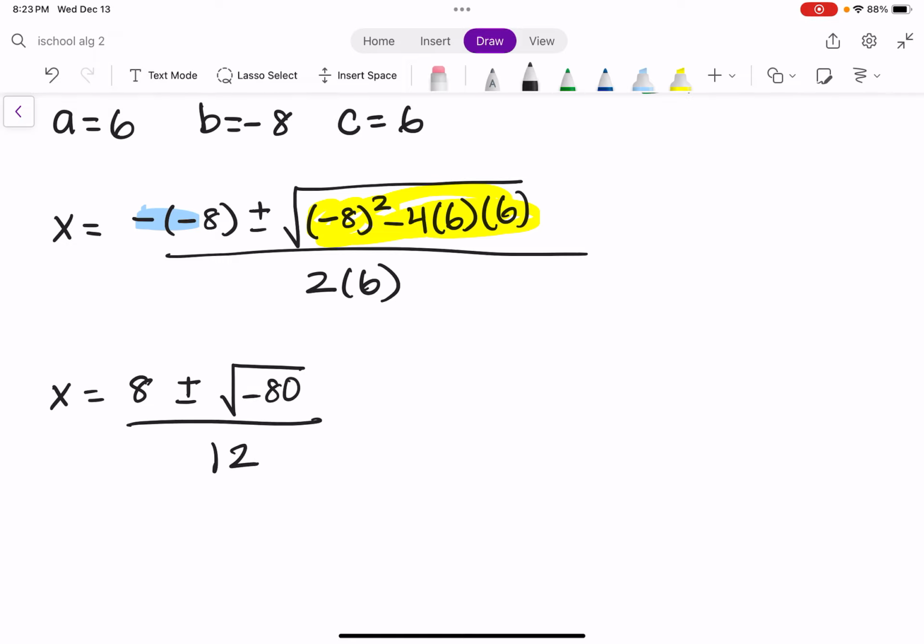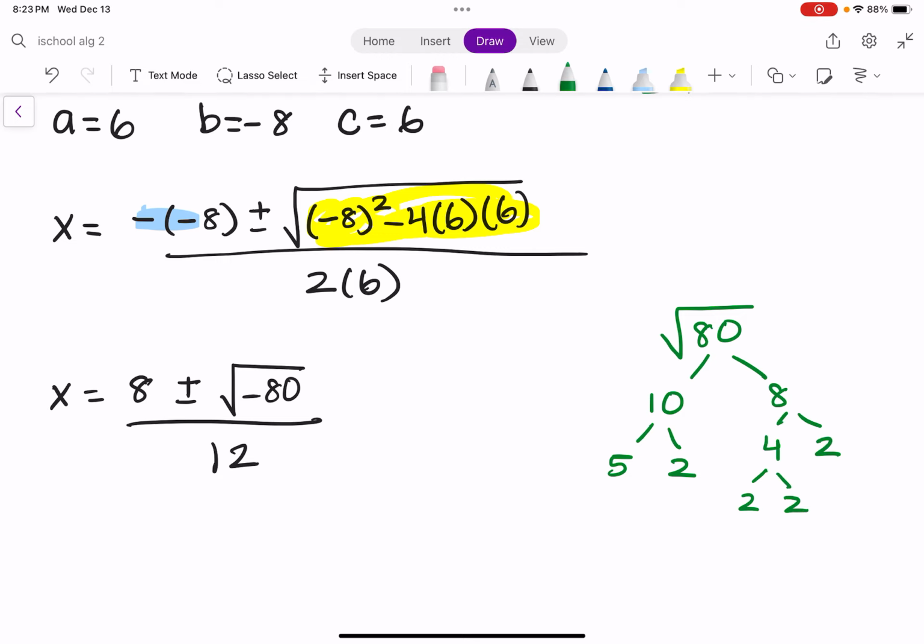Now, 80 is not a perfect square, but I can still reduce the square root of -80, right? So I'm going to do it like this. The square root of 80 can be broken down to 10 times 8. 10 can be broken down to 5 and 2. I can't break down 5 and 2. 8 can be broken down to 4 and 2, and 4 can be broken down to 2 and 2, right? And so remember, I'm looking for pairs. So I have a pair of 2's here, I have a pair of 2's here.